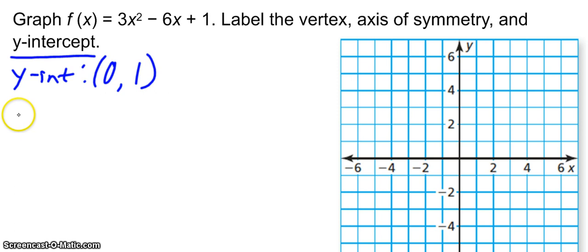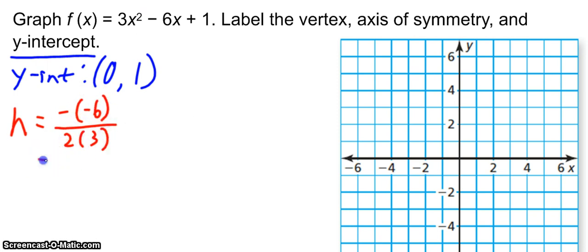So h is going to be the opposite of b. So I'm going to do negative, that's opposite, of -6 over 2 times a. Whenever we have a negative times a negative, that becomes a positive. So this is 6. 2 times 3 is also 6. Anytime we divide two things that are the same, we get 1. So h is 1.